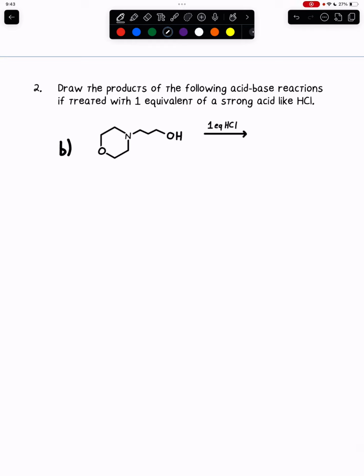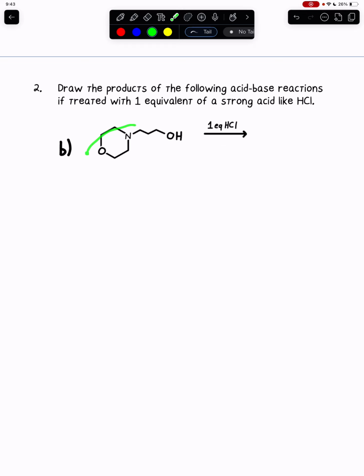In this question, you're being asked to draw the product of the following acid-base reactions if treated with one equivalent of a strong acid like HCl. This is the same thing we did in 2A, if you already looked at that one. All right, so again, we just want to figure out which of these atoms is going to act as a base, because we're using an acid here.